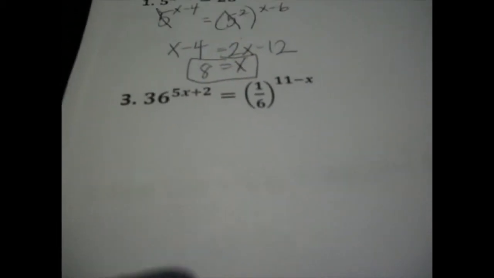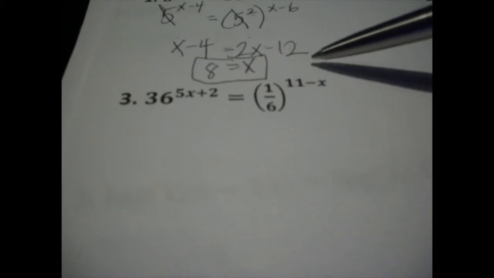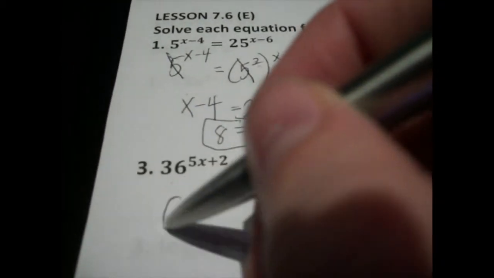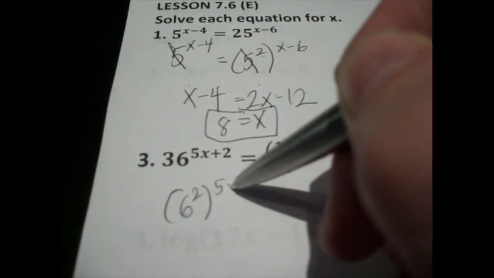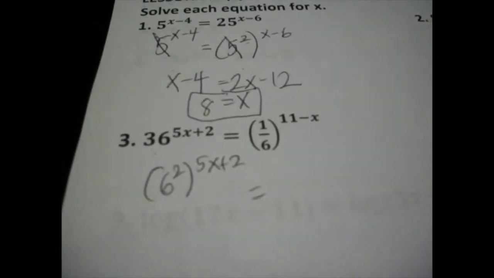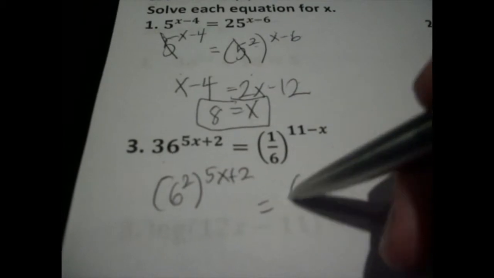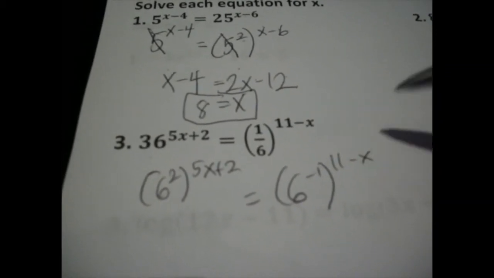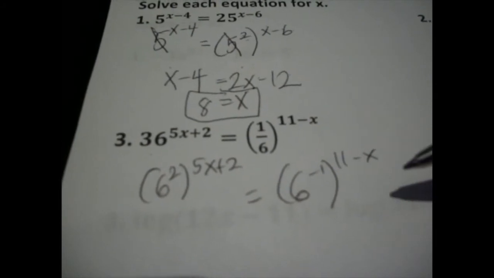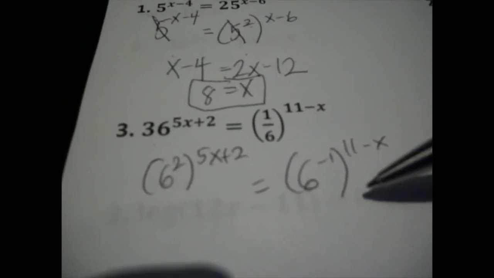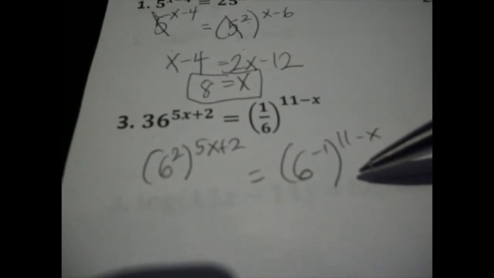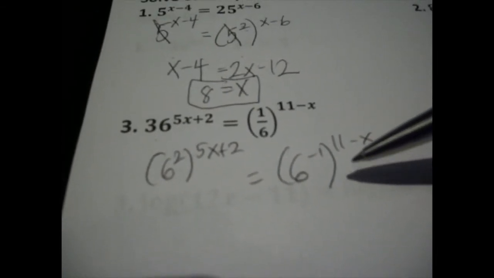Number 3 is also a little bit different, but I know that 36 is 6 squared. That one's easy. Bring down the 5x plus 2. Now, 1/6 is 6 to the negative 1 power. And if you have forgotten about negative exponents, that's somewhere in chapter 5. I believe it's the very first section of chapter 5. So you want to go all the way back and find that information.